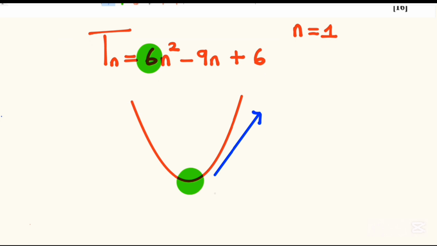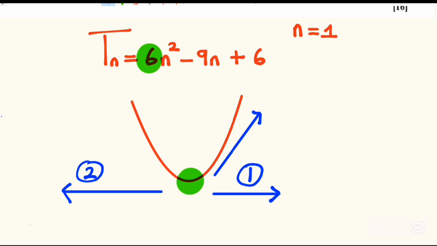The first scenario is that n is equal to 1 is on the right side of the quadratic turning point, and the other scenario is that n is equal to 1 is on the left side of the turning point. If n is equal to 1 is on the left side, then Tn will decrease, and after the turning point, it will increase. But if n is equal to 1 is on the right side of the turning point, then Tn will always increase.